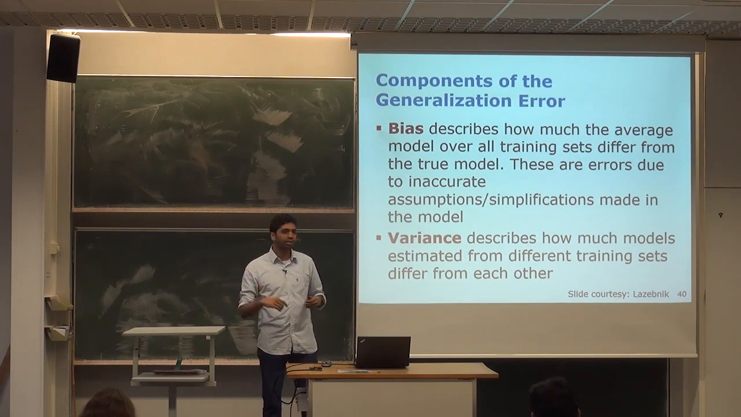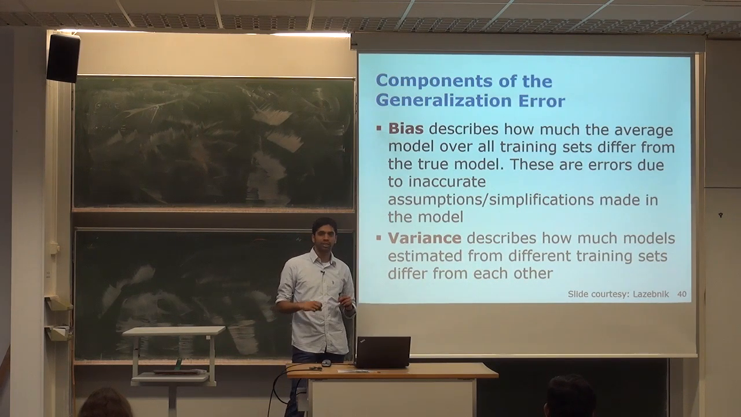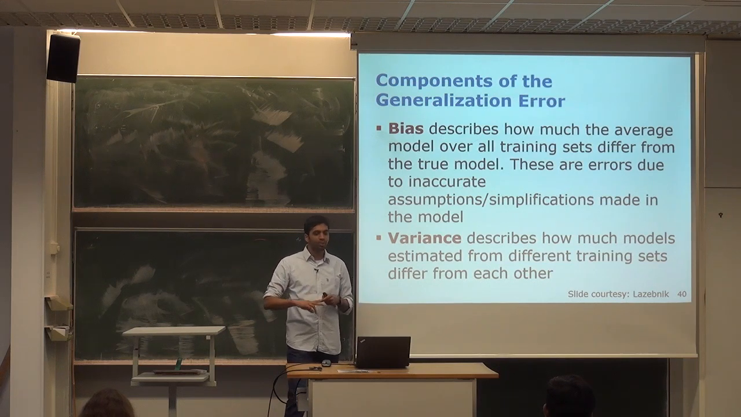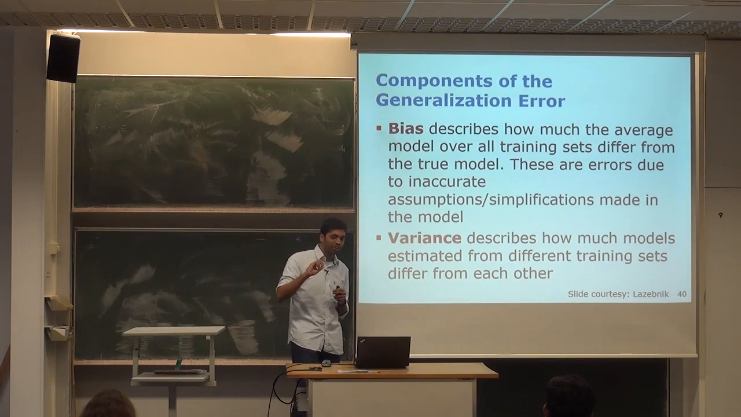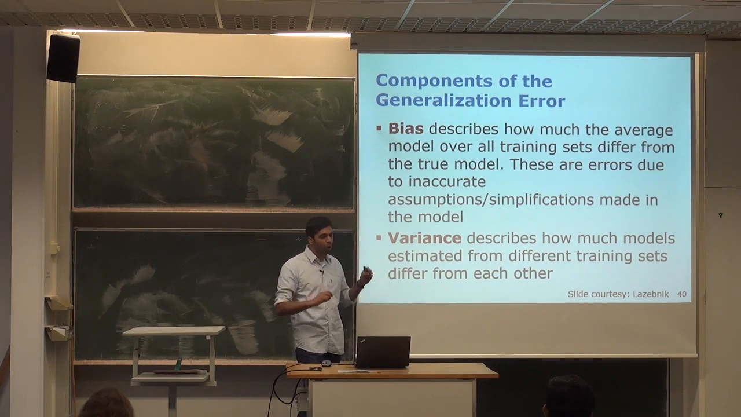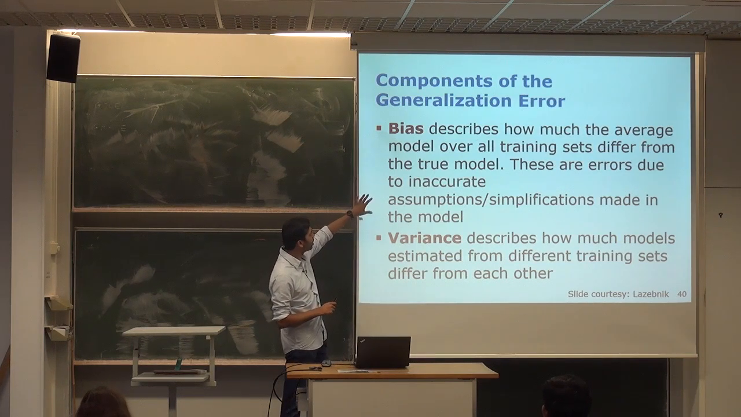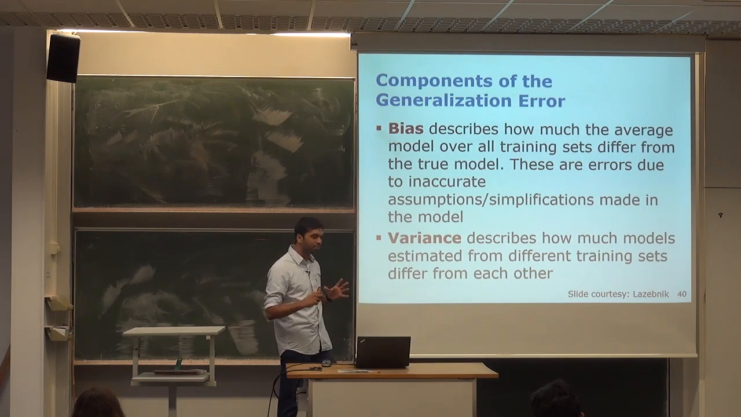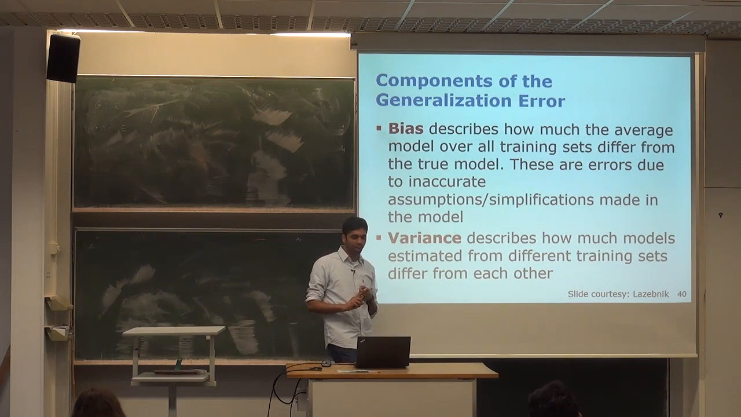This kind of error is what is known as bias. So it describes the difference of the average model over all the training sets, how the average model over all the training sets differs from the true model, right? So these are mainly due to the simplifications that you make.